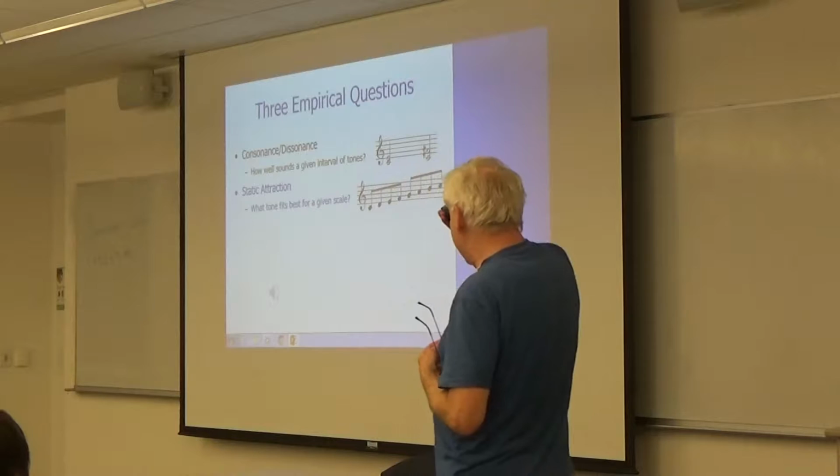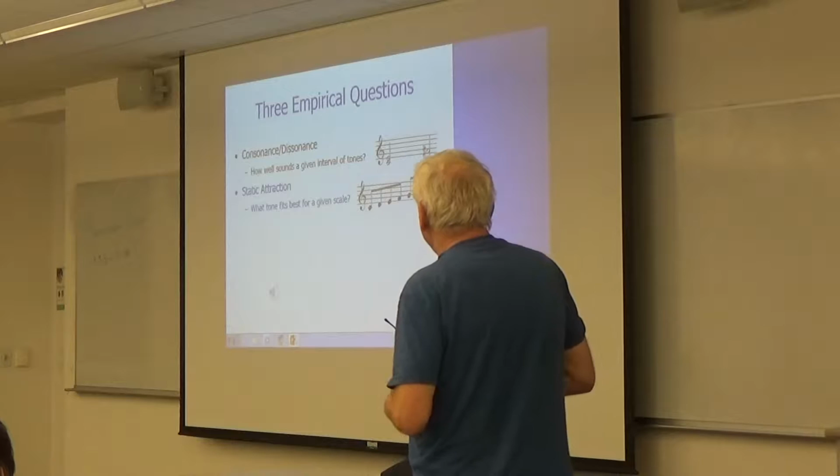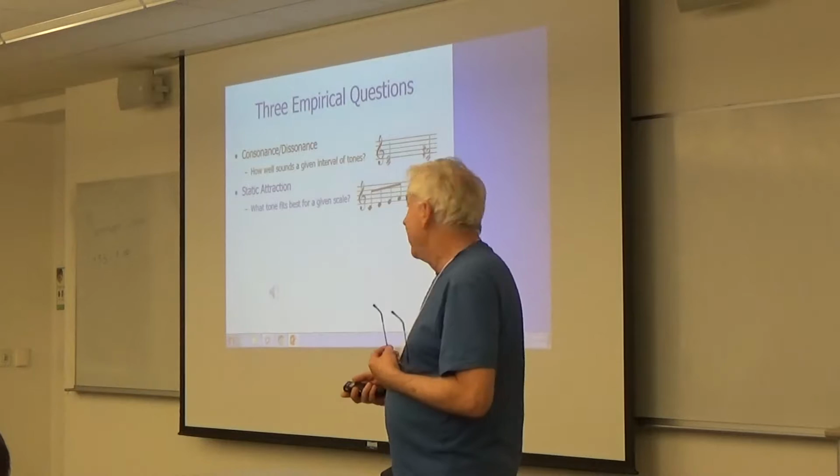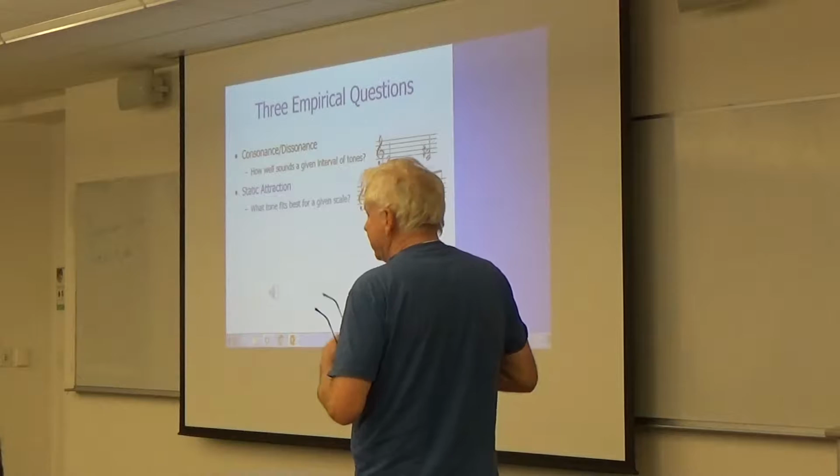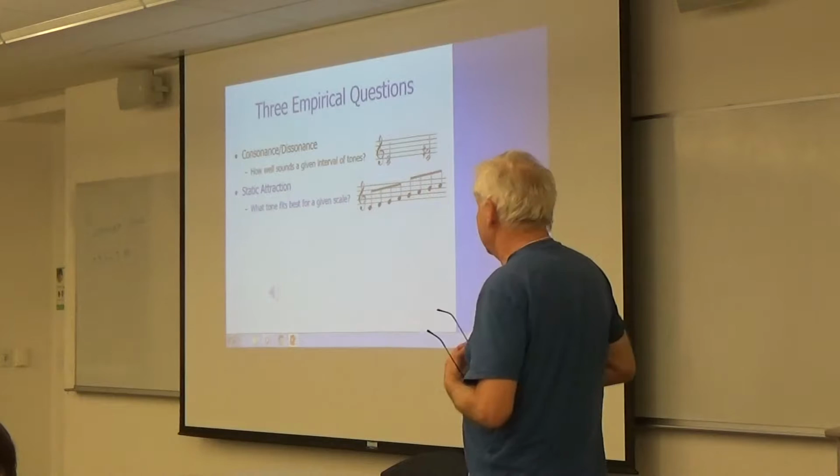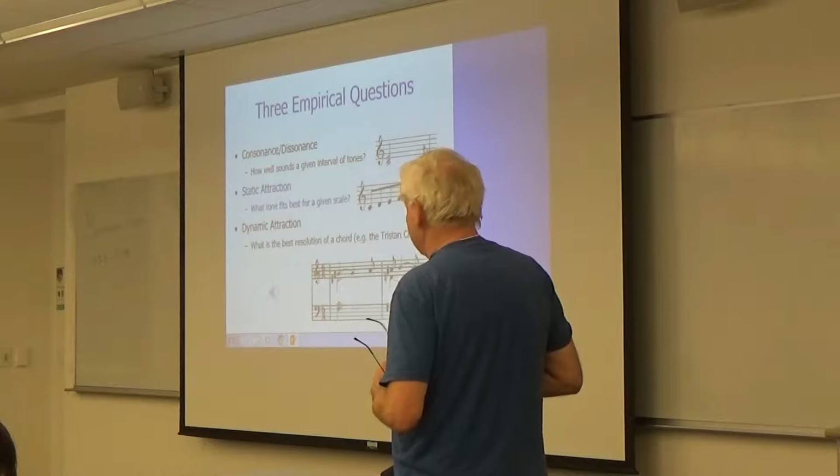This is called static attraction. What you hear in a simple example is a scale, as shown here. After the scale was presented, you have to guess what tone fits best to the whole scale: the C, the D, the F sharp, or so on. Right? And the third question, dynamic attraction, the resolution of a chord.